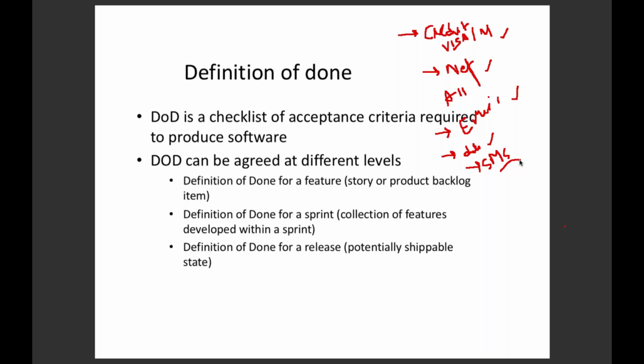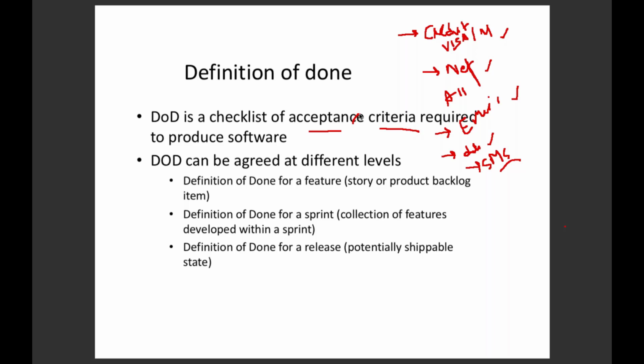When do you say it's done? All these criteria should be met. Only then will he accept it. What do you mean by acceptance criteria? The criteria the product should satisfy in order to be accepted. Only then will I accept it.